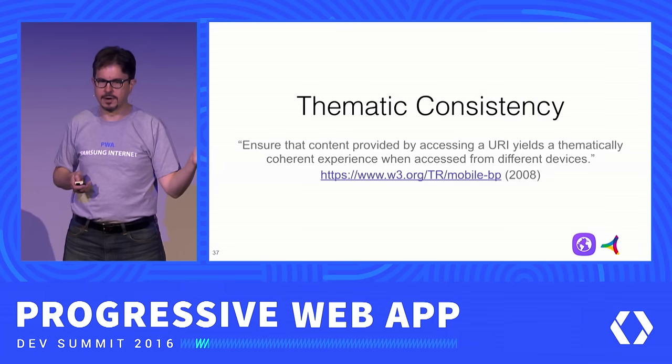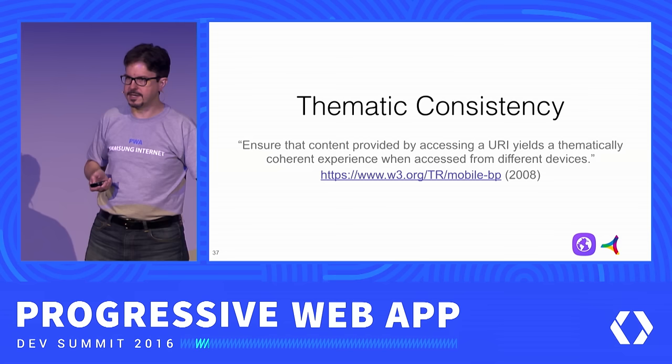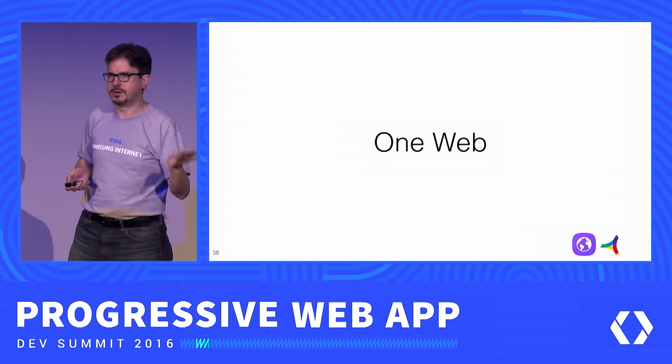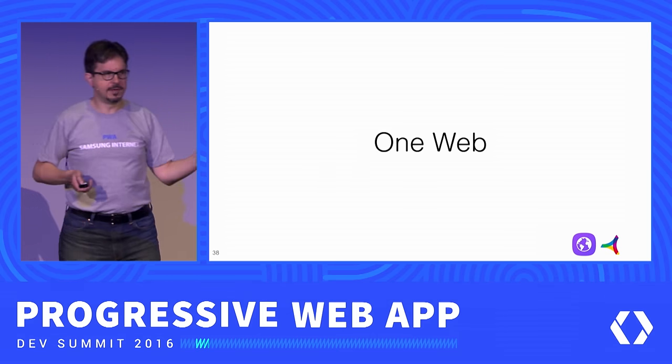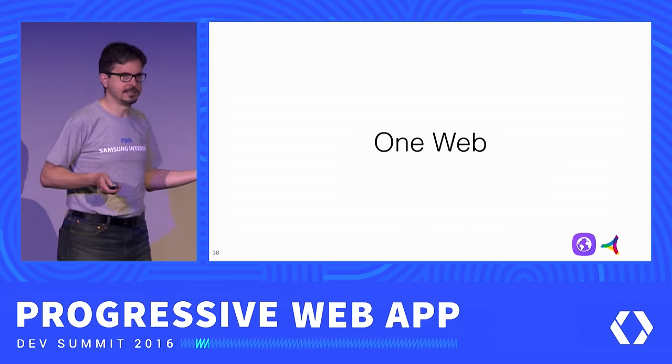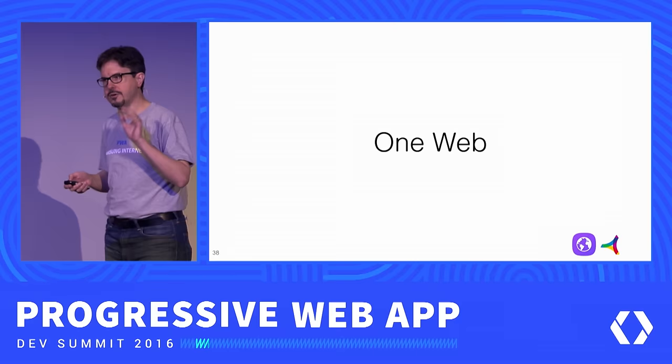So to quote the best practice, is to ensure that content provided by accessing a URI yields a thematically coherent experience when accessed from different devices. And this is something that we called the One Web Principle. One Web is a bit of a philosophical concept, right? It is not necessarily a technical concept, but it is something that arguably knits the web together. And it's based on the idea of the URL being the key technological or architectural element within the web.